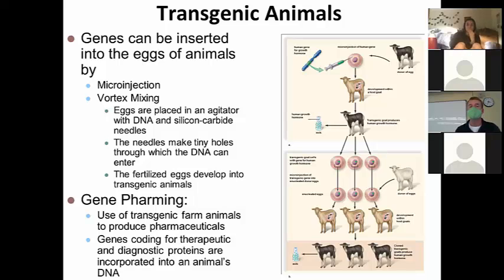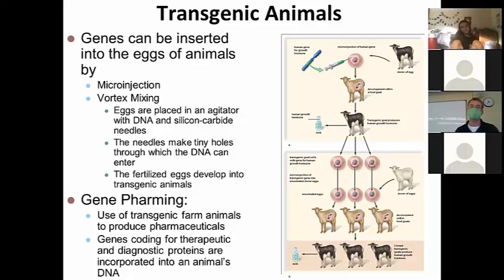Another possibility is vortex mixing. In vortex mixing, you take eggs, say frog eggs, and you put them into a little chamber that shakes back and forth very quickly and is lined with needles. The needles just poke little tiny holes. When I say needles, I mean specialized, really tiny needles. They poke very, very small holes in the sides of the egg, which allows the DNA to enter. It's weird that this happens, but the DNA can be taken up into those eggs or early stage embryos, and a transgenic organism is created.